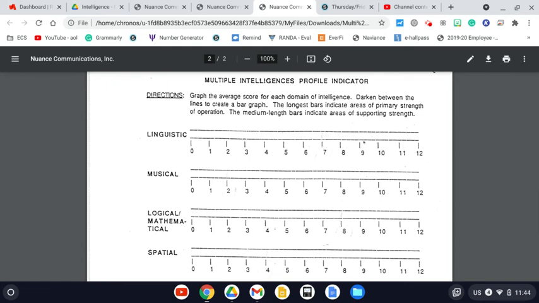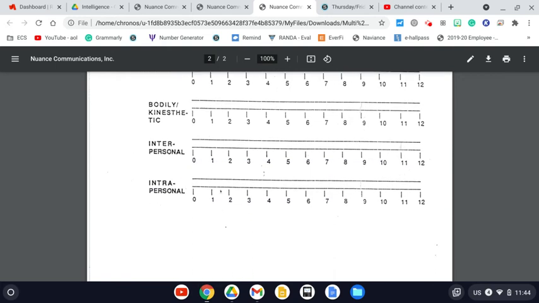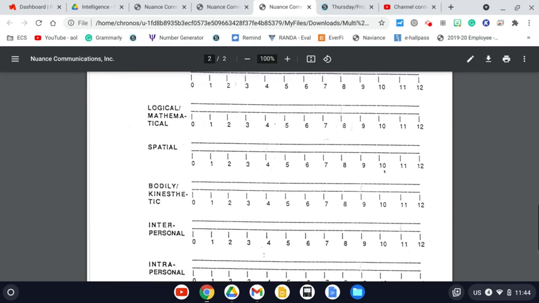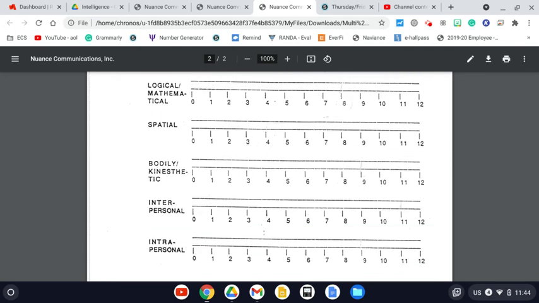So let's say linguistically, all my questions after I divided by 6 averaged a 7. I'm going to put a little mark there, maybe highlight that line to 7, and that way I can see where that intelligence is. By the time I'm done with the end of this page, I'll be able to see which of these intelligences is my strength intelligence. And then I'll also be able to see which of these intelligences is my secondary strongest. You may have ties for some of these. You may have 2 that are the exact same score that are both your strength. Those are considered both your primary and secondary strength intelligences.